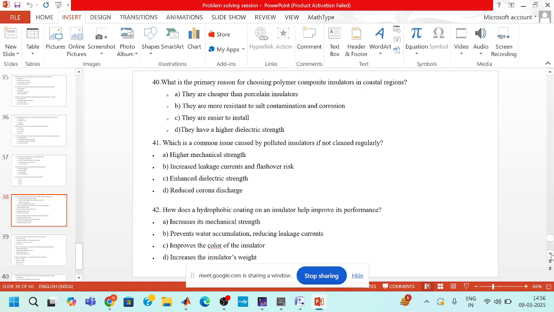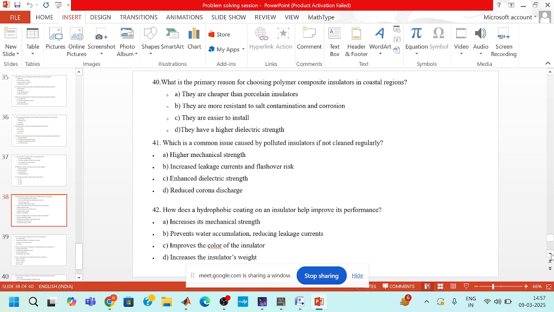Next question is, which is a common issue caused by polluted insulators if not cleaned regularly? Options are: higher mechanical strength; option B, increased leakage currents and flashover risk; option C, enhanced dielectric strengths; D, reduced corona discharge. Answer B, madam. Leakage currents and flashover risk. Yes, this is the right answer.